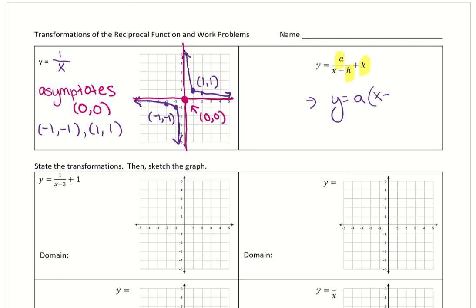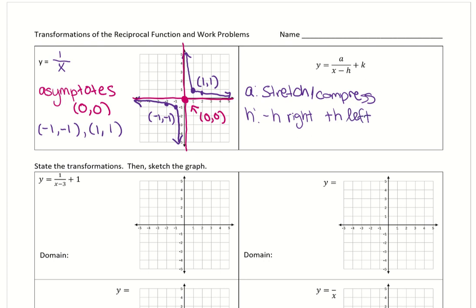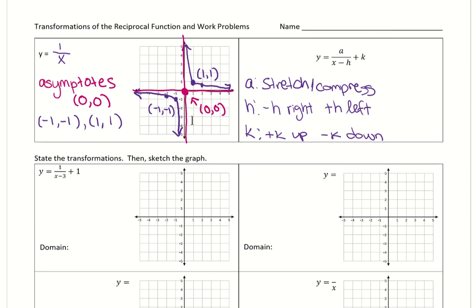And that is our a value is going to let us stretch or compress our graph. And we're going to vertically stretch today, or always. It's a vertical, so it's either going to make it taller and skinnier or shorter and fatter. Our h value, if we see a minus h, we move to the right. And if we see a plus h, we move to the left. And then our k value, if we see plus k, we move up. And if we see minus k, we move down. So those are the rules. So let's look at some examples of our parent graph right here being transformed.